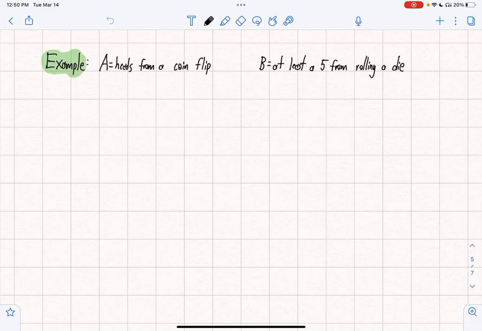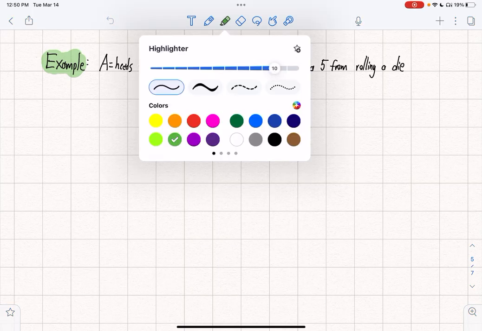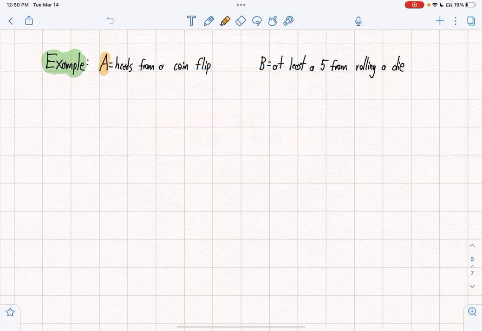Okay, this video is practicing some of the concepts we learned regarding joint probability. So let's say we have defined two events here. The first event, A, is that we flip a coin and the outcome is a heads. And the second event B, is that we roll a die and we get at least a 5.